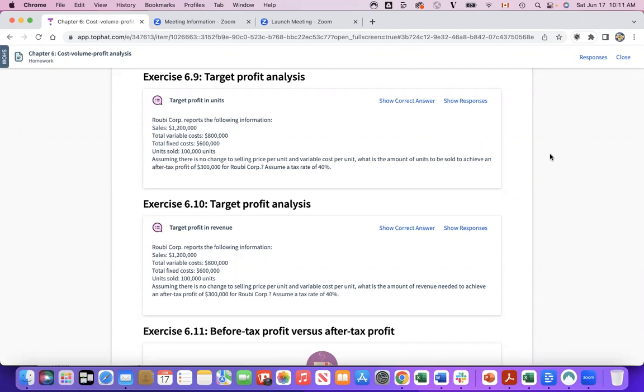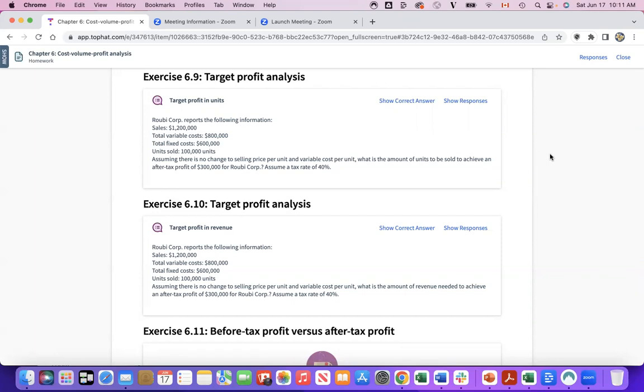Ruby Corp reports the following information. Sales of 1.2 million, total variable cost of 800,000, total fixed cost of 600,000, units sold of 100,000 units. Assuming there's no change to selling price per unit and variable cost per unit, what is the amount of units to be sold to achieve an after-tax profit of 300,000 for Ruby Corp, assuming a tax rate of 40%?